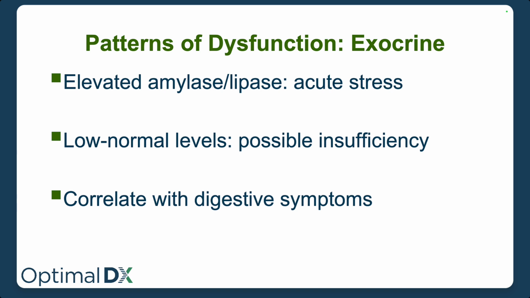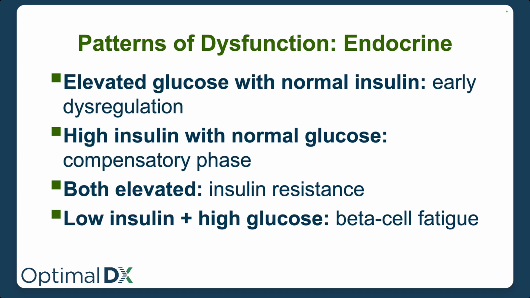But low normal levels, particularly when paired with symptoms like bloating, steatorrhea or fat in your stool, or nutrient deficiencies, may actually point towards enzyme insufficiency. And this is where functional interpretation really adds value. Conventional labs may dismiss a result as normal, while a functional approach sees early warning signs. So you want to correlate this well with the digestive symptoms, like I said, the bloating, the steatorrhea as well.